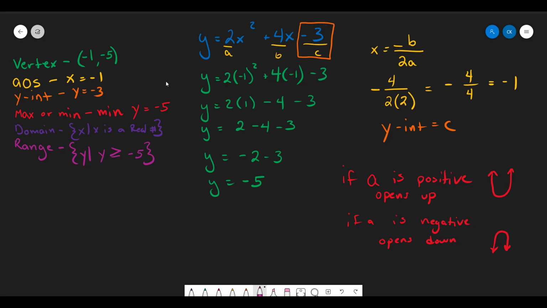Always find the axis of symmetry first, then you find the vertex. The y-intercept is basically there for you. The domain is always the same thing. The max or min, you look at A. The value of it is your y value of the vertex, and then the range, you use that and write it out however we need to write it.